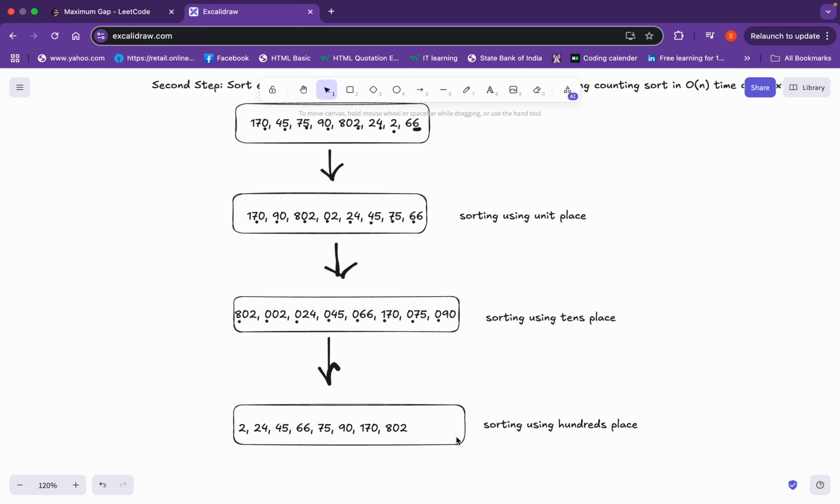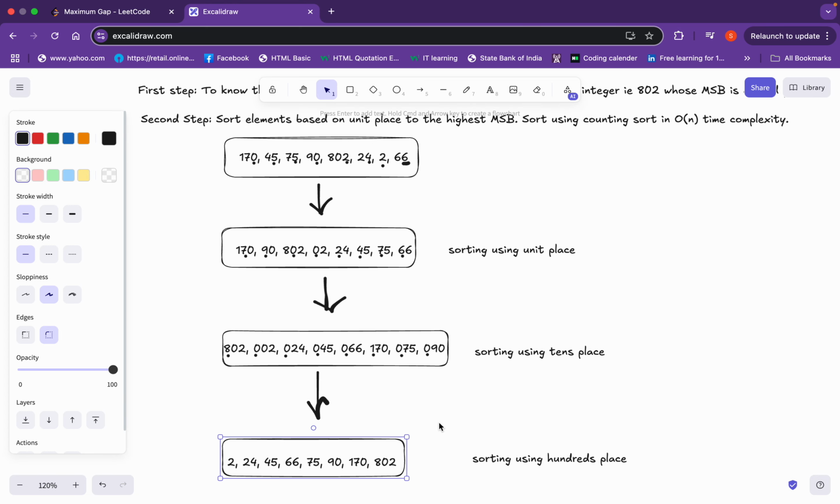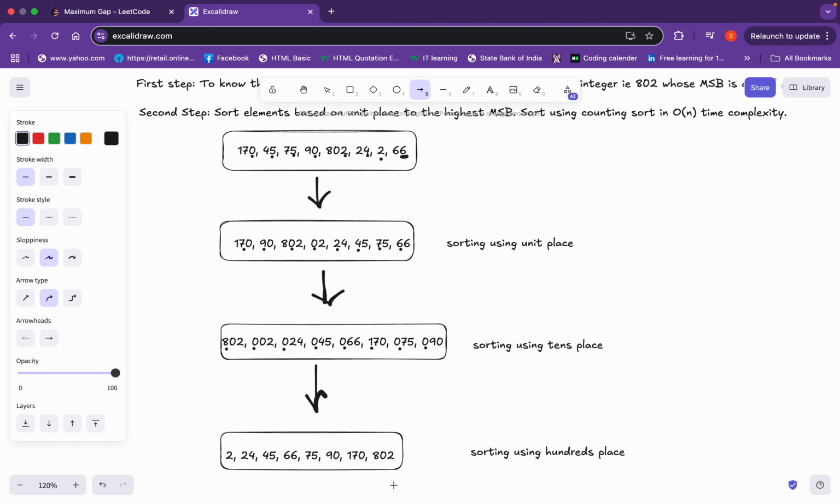So you see, this sorting algorithm took 4 passes of O(n), 1 2 3 into n time complexity, which is O(n) time complexity only, and it's linear, and we are just using linear space only, so that is also covered.